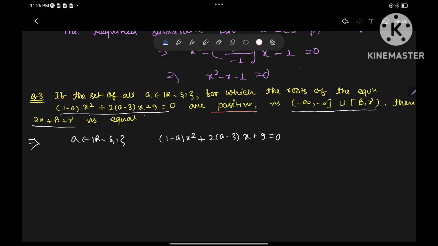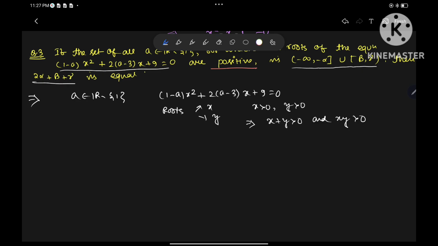So let us assume that the roots of this quadratic equation are x and y. What is given is that they are positive, meaning x greater than 0 and y greater than 0. So it implies that the sum of the roots is greater than 0 and the product of the roots is also greater than 0. From this equation, the sum of the roots is minus b by a, so minus 2 into (a minus 3) divided by 1 minus a is greater than 0. So 2 into (a minus 3) by (a minus 1) is less than 0.